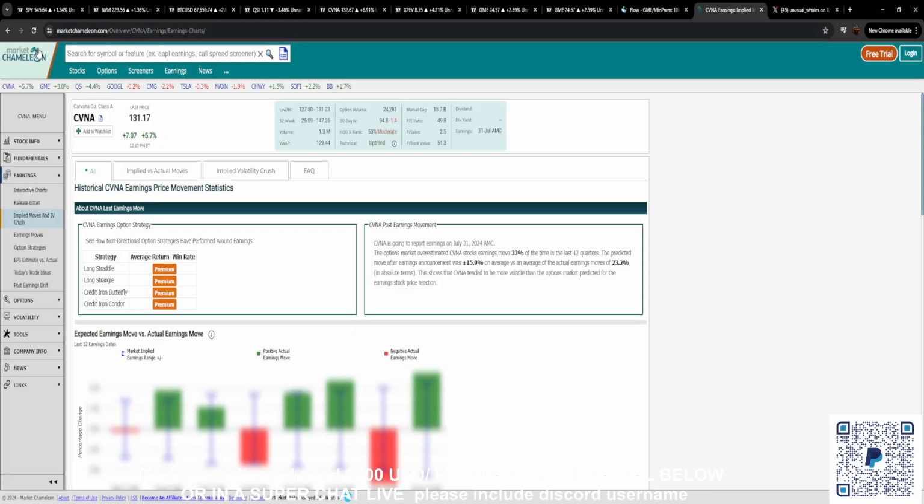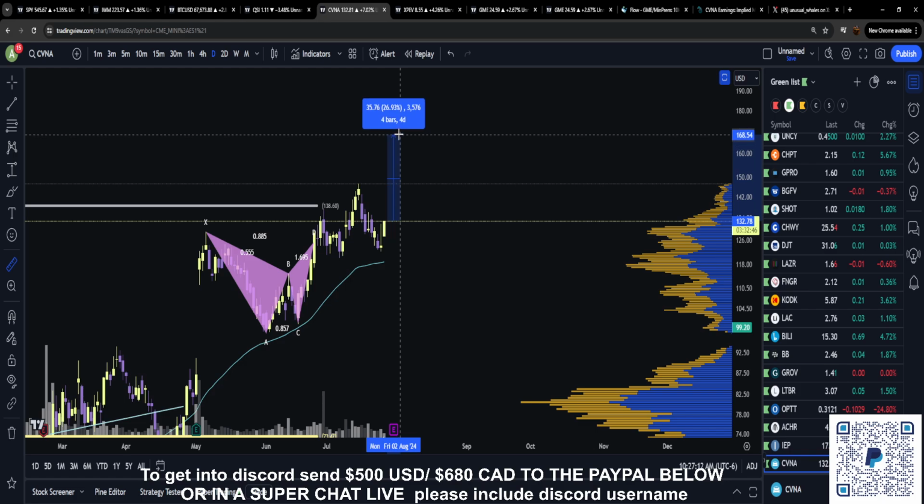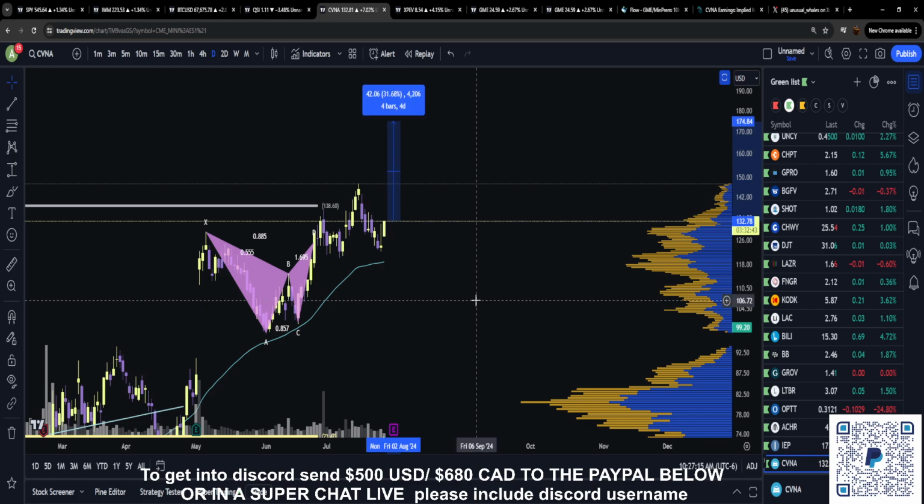Okay, so how do we get the expected move? I like to use Market Chameleon, and I go into the earnings section, implied moves, and IV, and we've got Carvana on here. And it says the anticipated move is 15.9%. So I'm just going to round it to 16% and double it from where price action is right now. That means we're going to take this to 32%, and that is supposed to give us the strike prices that we are targeting.